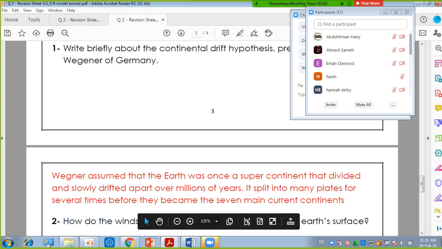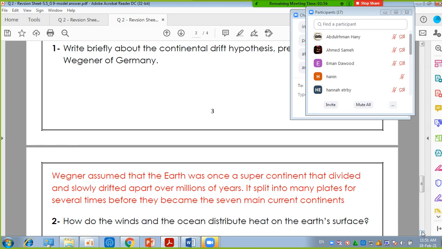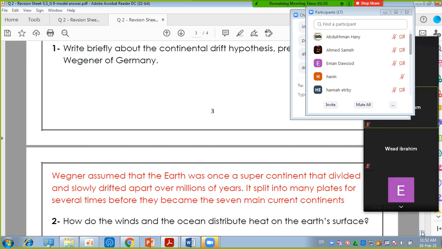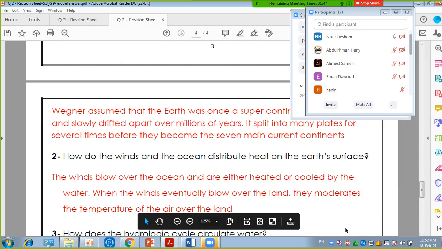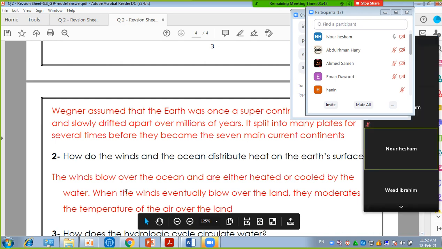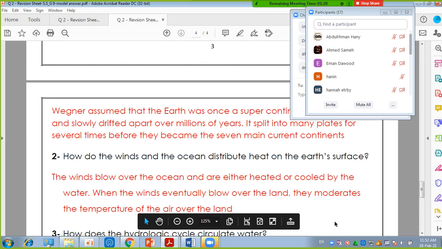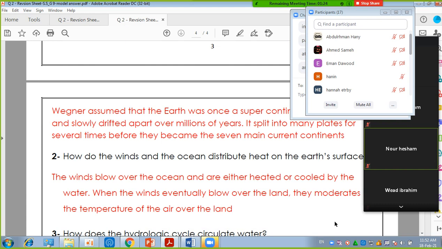No. Okay. The second question: how do the winds and the ocean distribute heat on the Earth's surface? This is what happens. The winds blow over the ocean and are either heated or cooled by the water. So now the wind is affected by the temperature of the ocean itself. When the wind eventually blows over the land, of course it changes the land temperature according to its own temperature too.